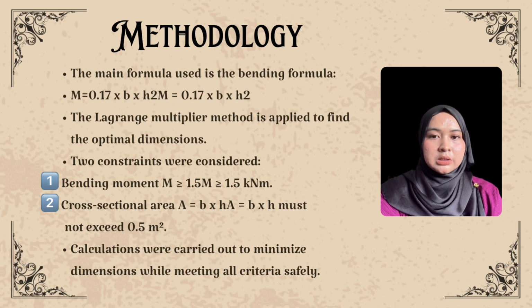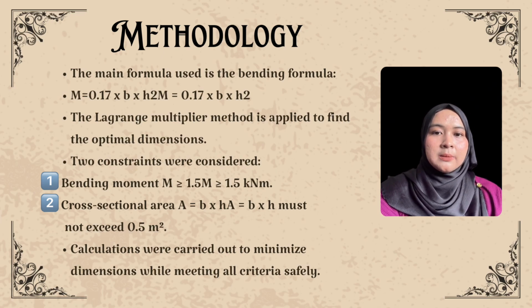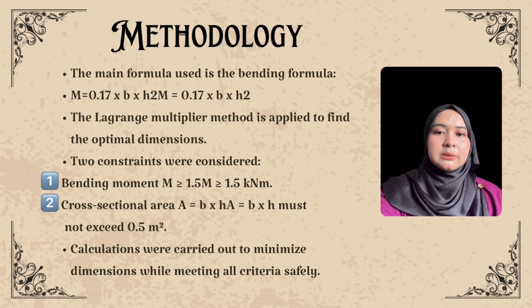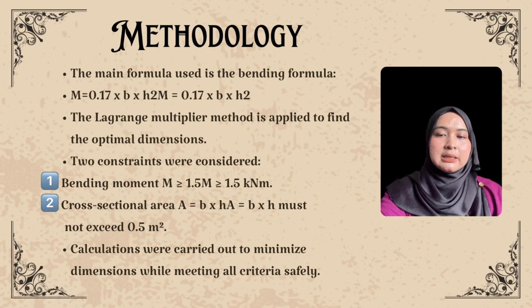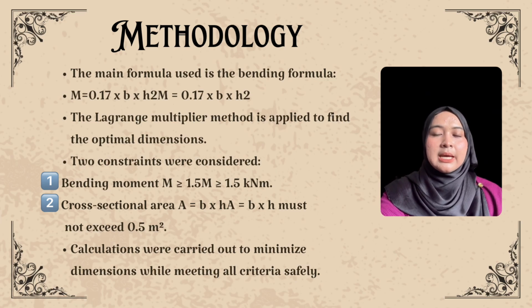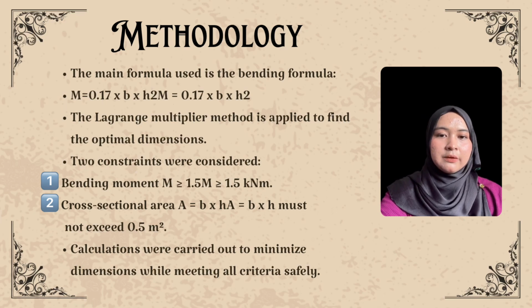Continuing my part for methodology. The main formula used in this project is the bending equation, M equals 0.17 times B times H squared. This formula relates the moment capacity to the beam's width and height. We apply the Lagrange multiplier method to find the optimal dimensions of the beam. There are two key constraints. First, the bending moment must be at least 1.5 kN meters. Second, the cross-sectional area, which is B times H, must not exceed 0.5 square meter. Then, using these conditions, we carry out calculations to minimize the beam's dimensions while making sure that all structural and safety requirements are met.